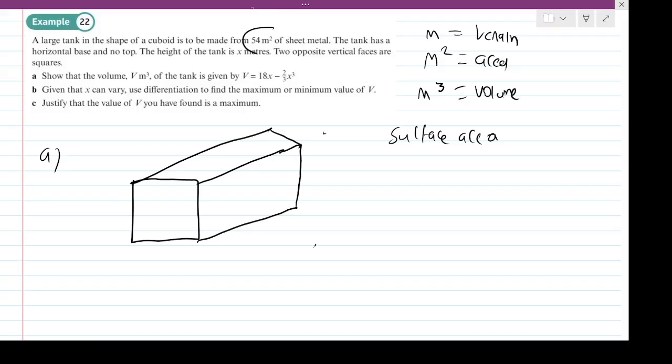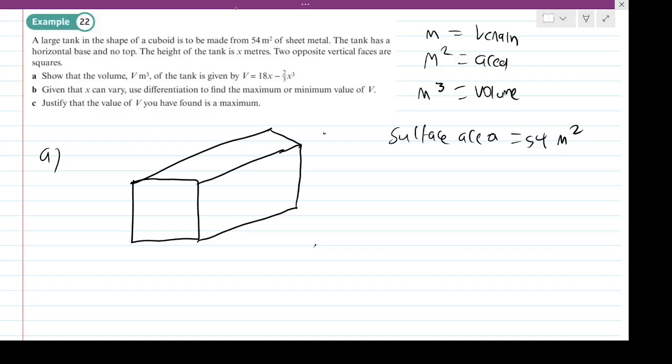So because it's meters squared, it's the area of all my 2D faces, okay? So I need to find that out, okay? And that's from GCSE, finding surface areas of shapes like cuboids. So my surface area is 54, right?